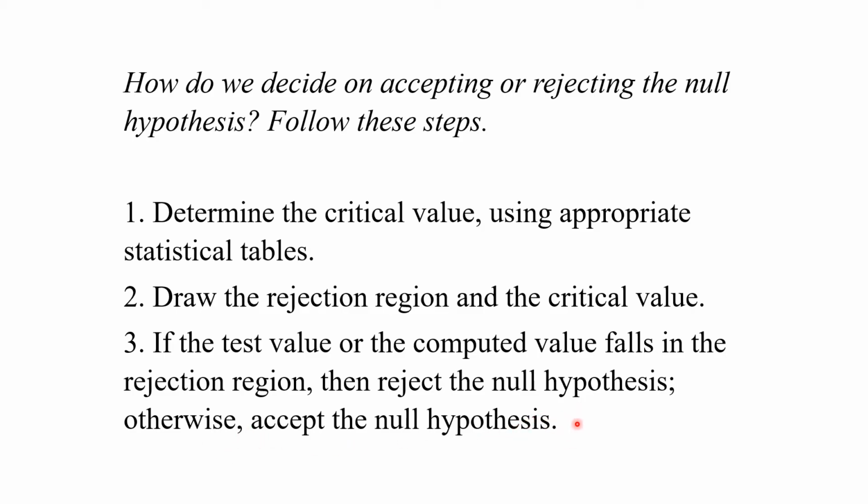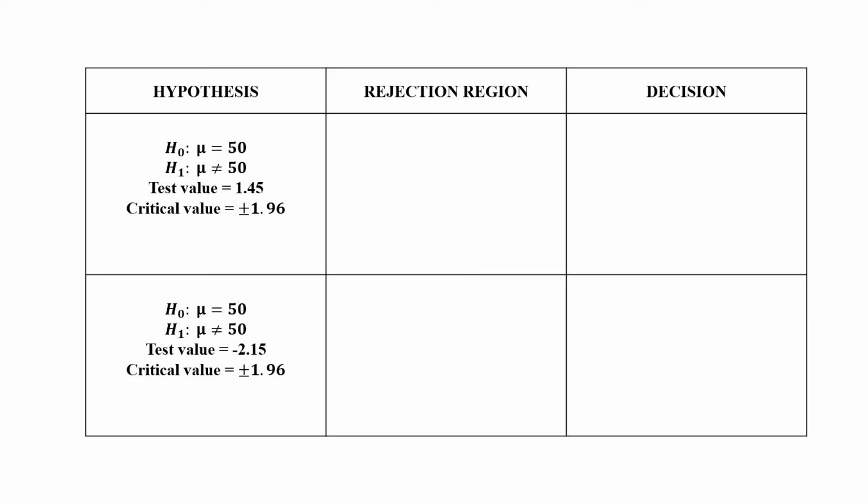Okay, so let's have an example. Okay, so dito, magde-decide lang tayo kung kailangan ba natin i-reject or i-accept yung ating null hypothesis. Kaya binigay na agad lahat nung kailangan natin, which is the null and the alternative hypothesis, then test value, and then the critical value. Okay, so yung ating null hypothesis is equal to 50.